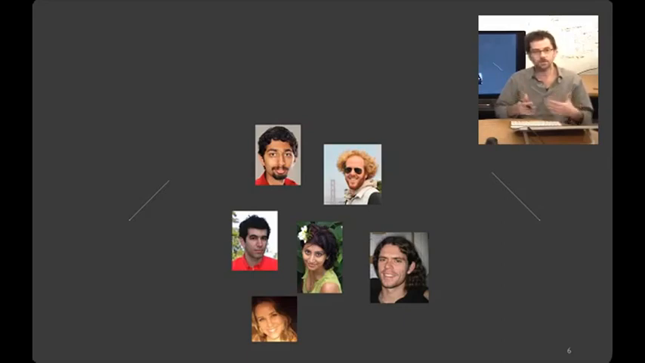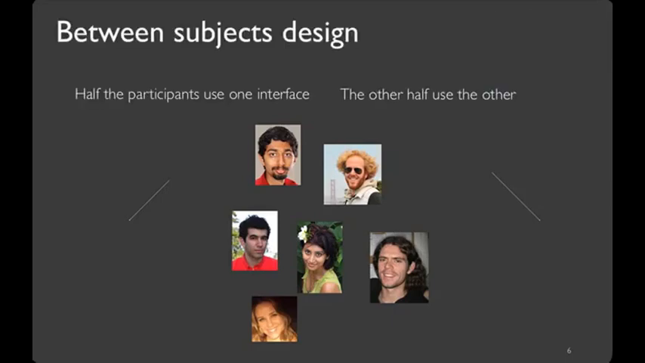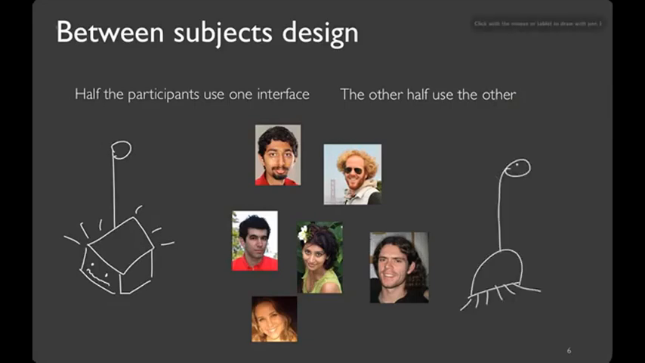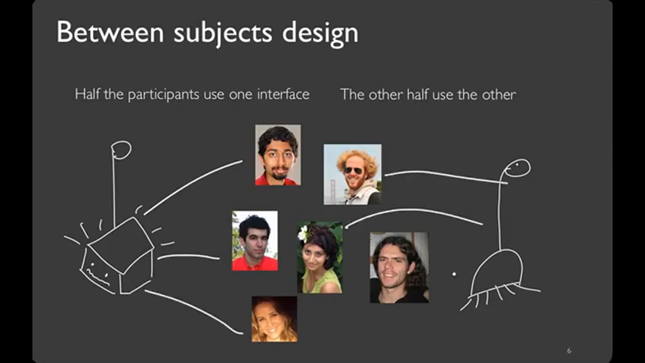One thing that you can imagine is that you assign half of them to each condition. That's called a between subjects design. And so we could assign half of them to the robot interface, and we could assign half of them to the traditional interface. So Chinmay, Nicholas, and Alex get the robot, and Dan, Ranjita, and Jesse get the traditional one.